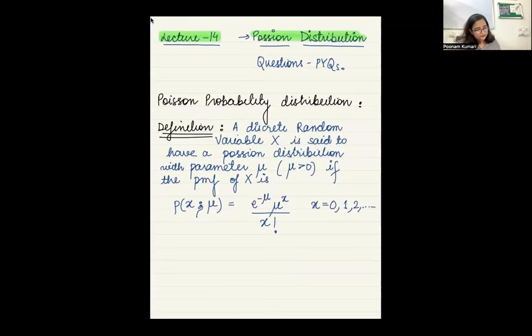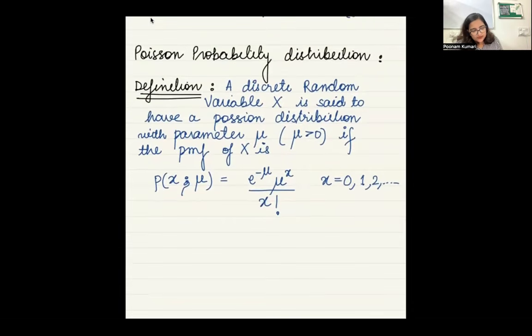Okay. So this is what we have. This is the PMF of a Poisson distribution. Okay. Acha, can you tell me one thing, that for any PMF to be valid, what is the condition? What are the two conditions that we've studied for any PMF to be a valid PMF? Kya conditions padhe humne? So whenever we have to check if the PMF is valid or not, what do we check?